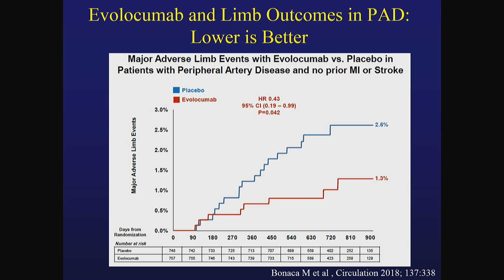Supporting this notion that the lower the cholesterol, the better off these patients are, is the recent data using the PCSK9 agents such as evolocumab. In this recently published study from 2018, you can see that patients with peripheral artery disease, but with no prior history of coronary artery disease or carotid artery disease, have a dramatic reduction in the risk of adverse limb events when their LDL is maximally reduced with PCSK9 agents.